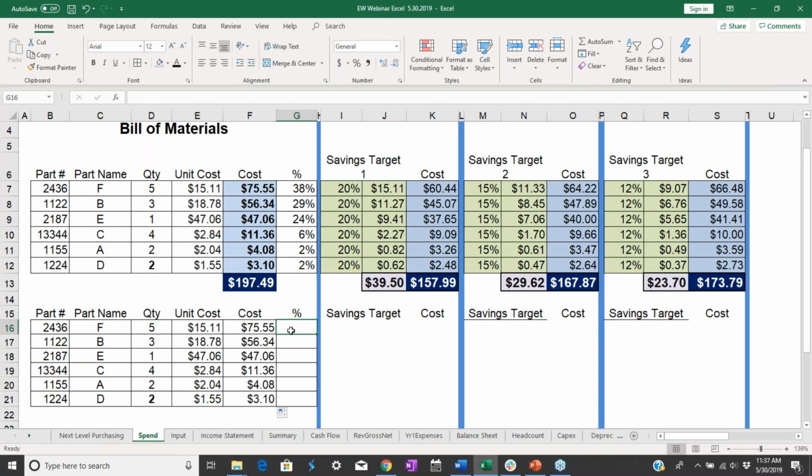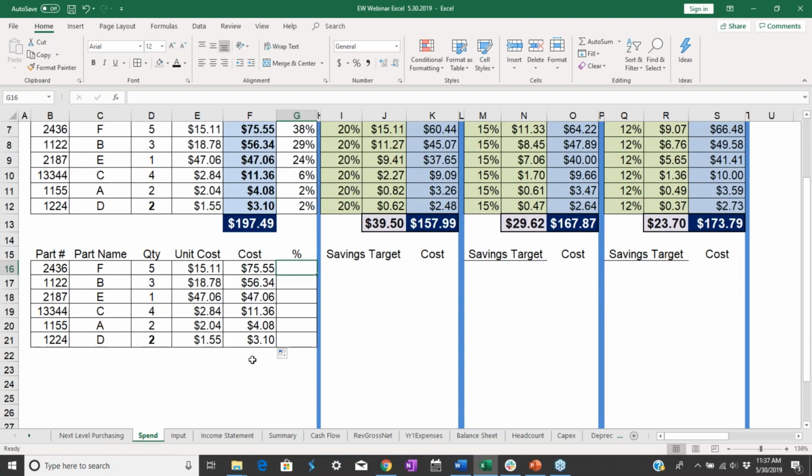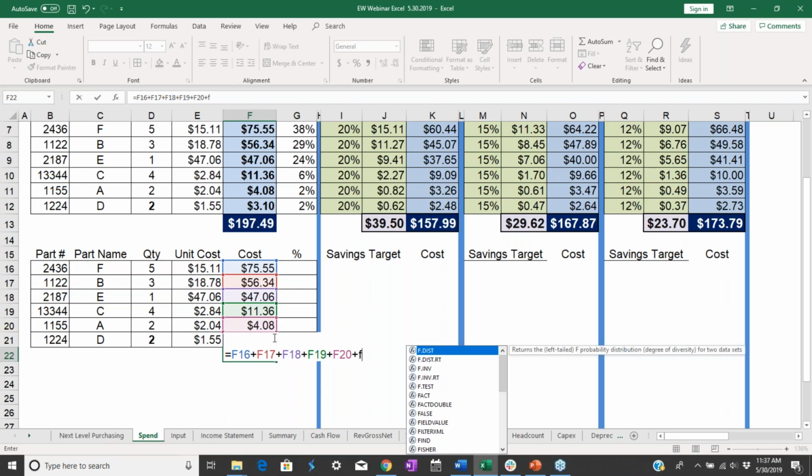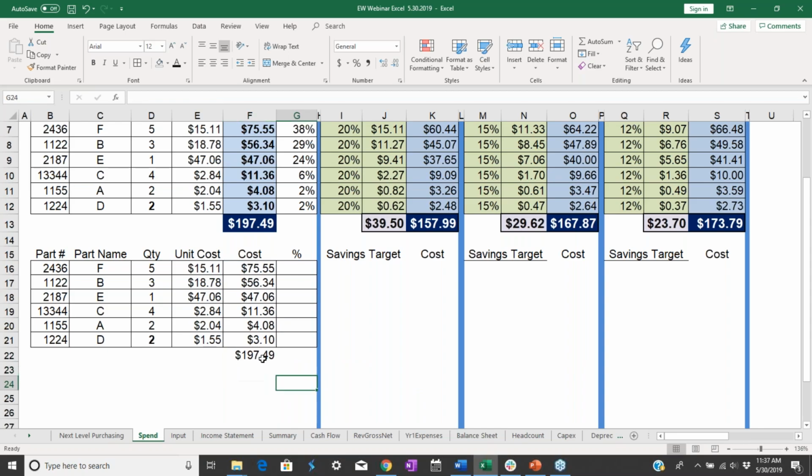Okay, and then we're going to do here another function. We want this to total. We could do it at least two ways, where we could put equal to this plus this plus this plus this plus this plus F21, and we get the total. Or the more efficient way to do this is to use the auto sum. Auto sum function is right here, and that will do it quickly and efficiently.